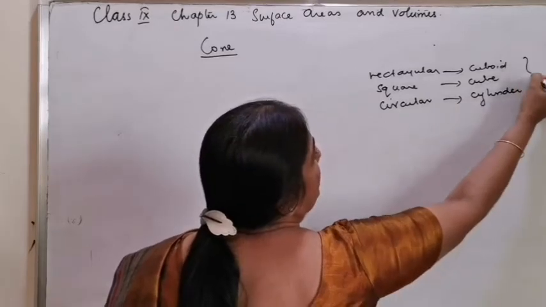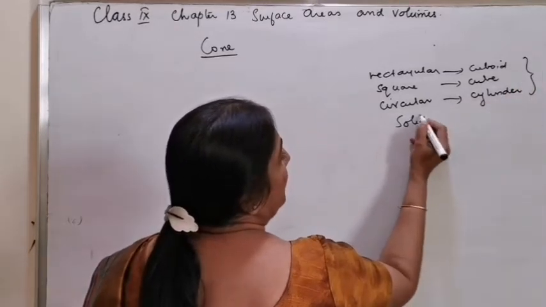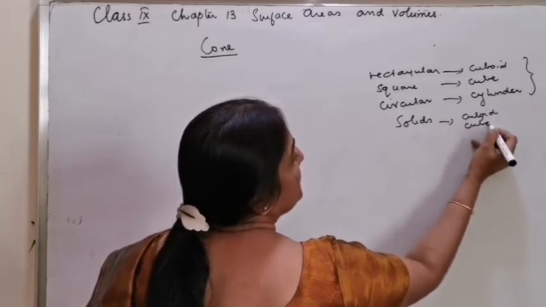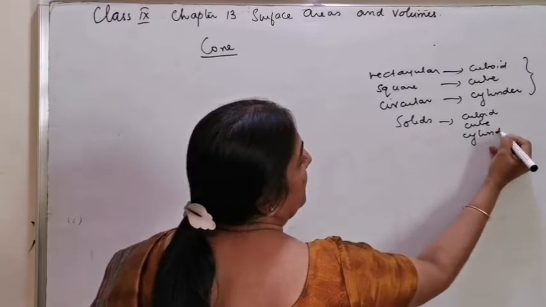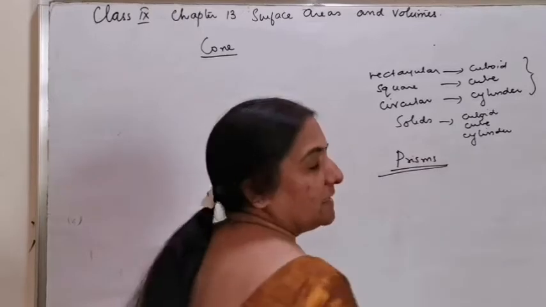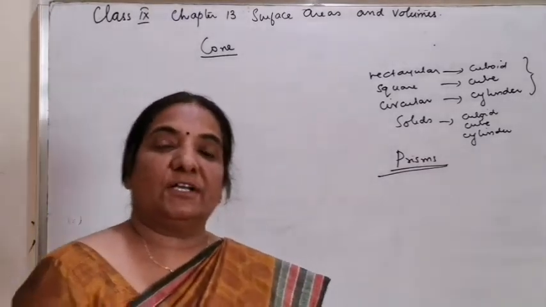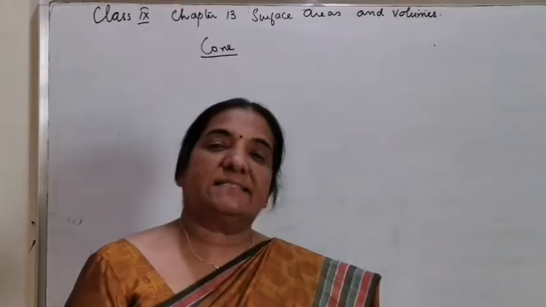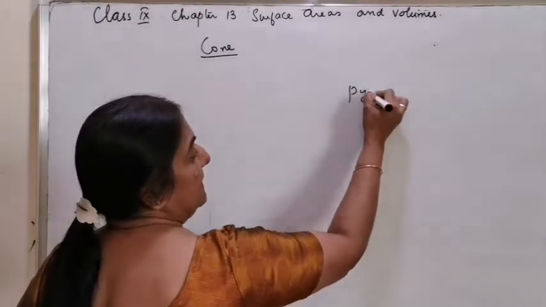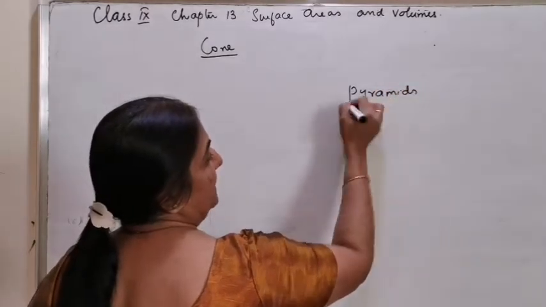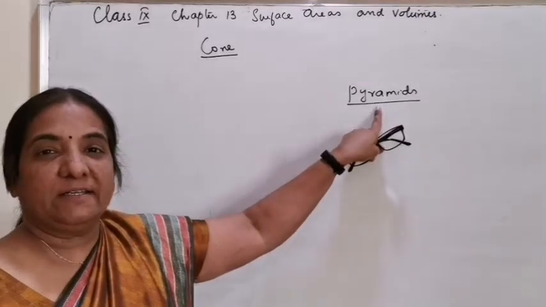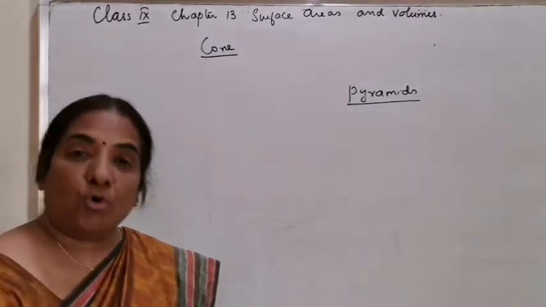cylinder. And these solids of cuboid, cube and cylinder, we call them prisms. That means these solids were called prisms. The next type of solids were called pyramids. Pyramids. Now, under this particular type of solid, the first one is a cone.